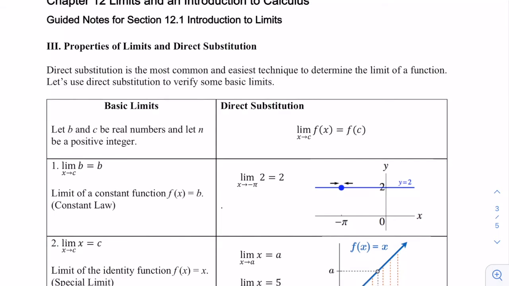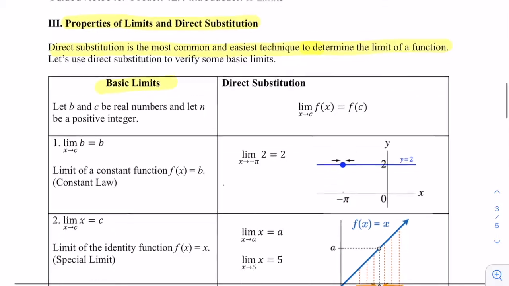Let's go over the basic properties of limits and direct substitution. Direct substitution is the most common and easiest method to determine the limit of a function. So whenever possible, try to use direct substitution. Now we're going to use direct substitution to verify these basic limits.